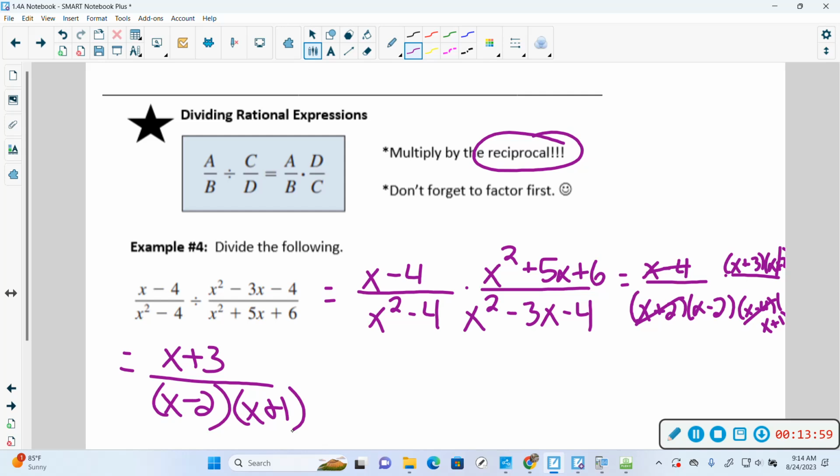What's your domain? You could use every number except what? 2 and -1. Good deal. Any questions on dividing? All right, and like I said, on your homework, I don't expect you to write out this first group of work. I never write that out. I just factor and I know I flip it and go right to this part, and you can too.